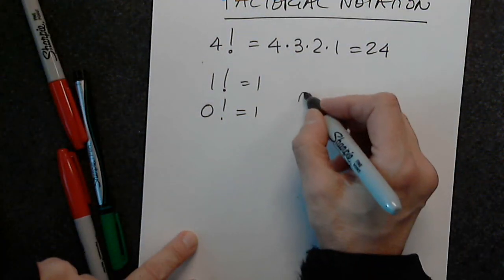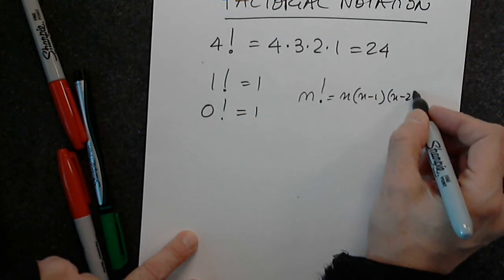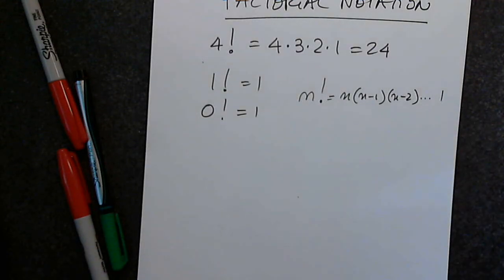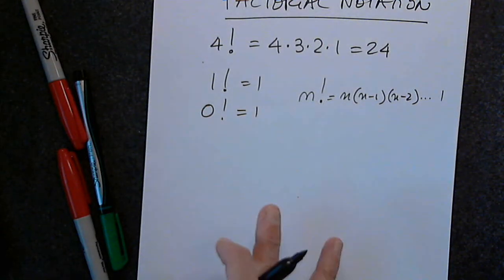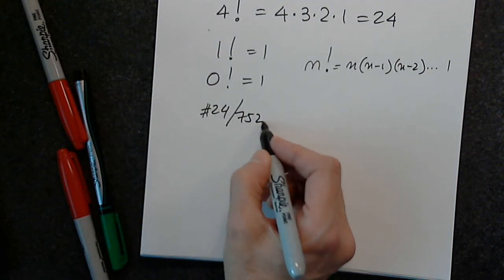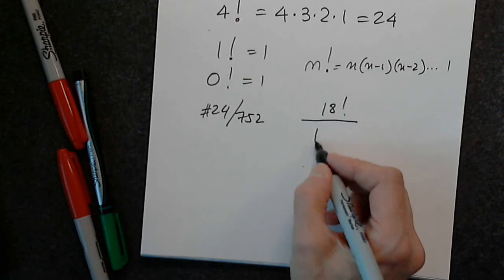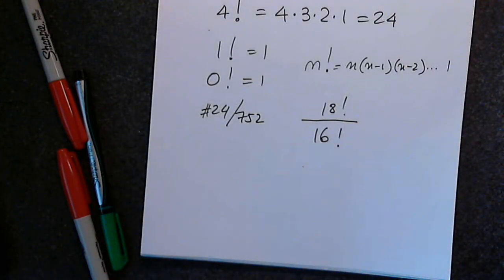In general, what about n factorial? It's n times n minus 1 times n minus 2 dot dot dot times 1. Okay, I'll show you the factorial notation in the calculator in a minute, but I would like us to simplify number 24 on page 752. We are given 18 factorial, everything divided by 16 factorial.